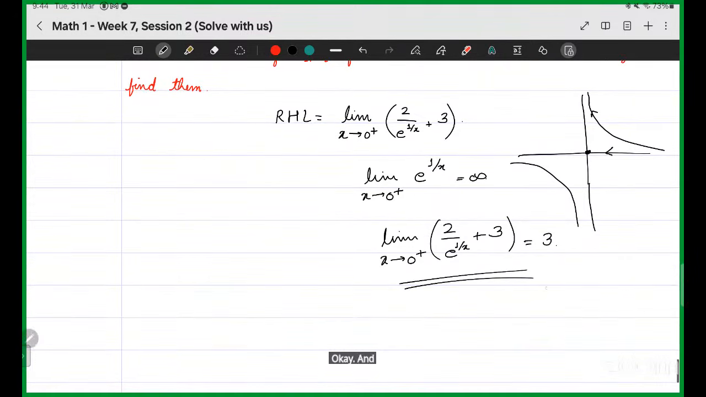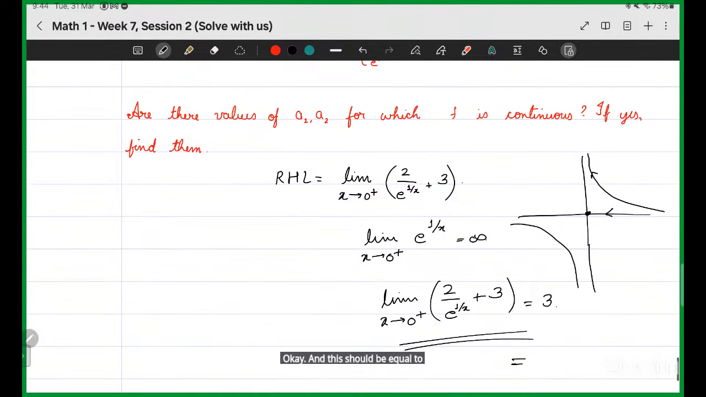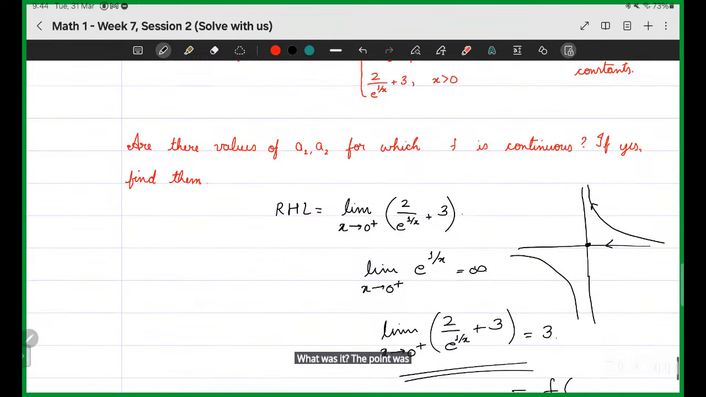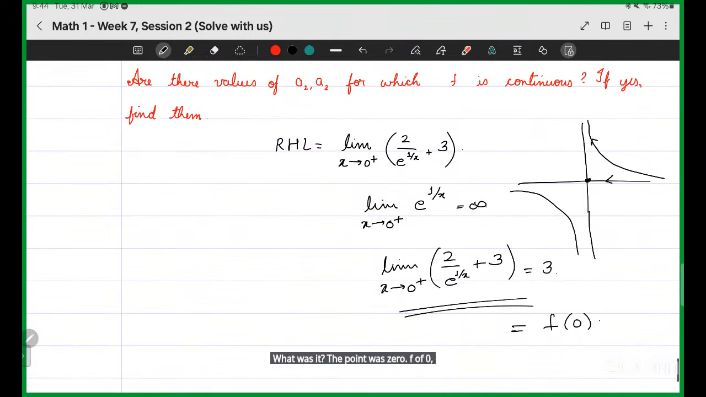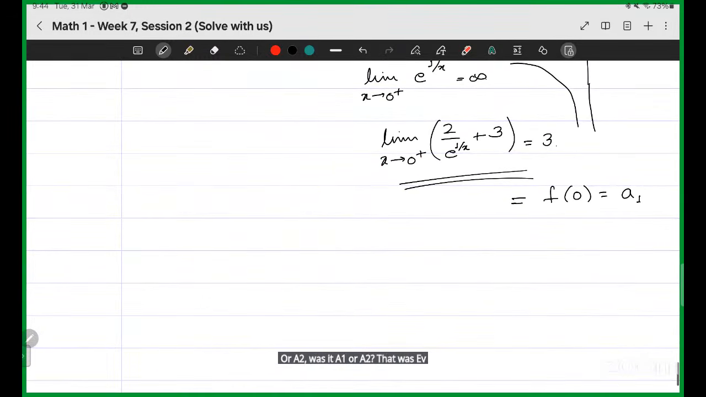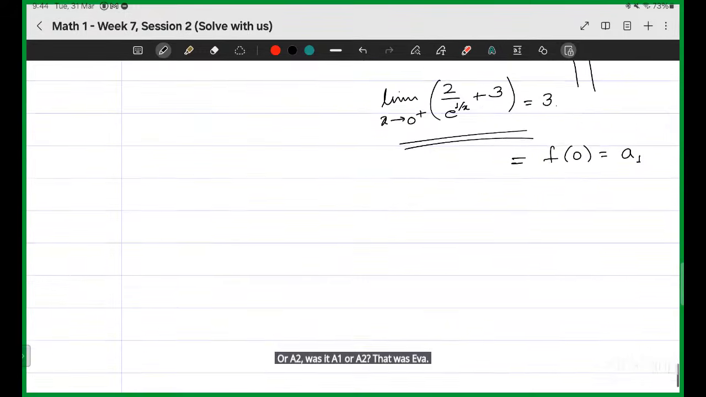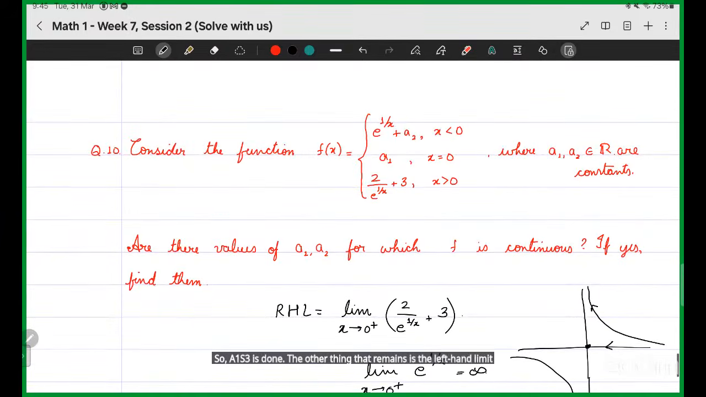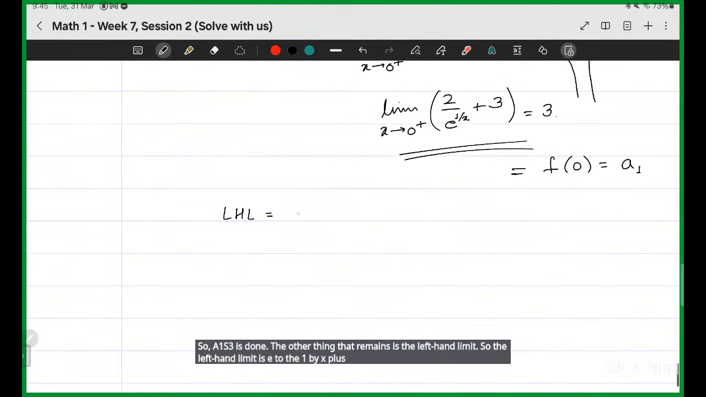And because you want continuity, this 3 should be equal to f of, what was it? The point was 0. F of 0, but f of 0 is given to be a1, I think. Or a2. Was it a1 or a2? That was a1. So a1 is 3 is done. The other thing that remains is the left hand limit. So the left hand limit is e to the 1 by x plus a2.